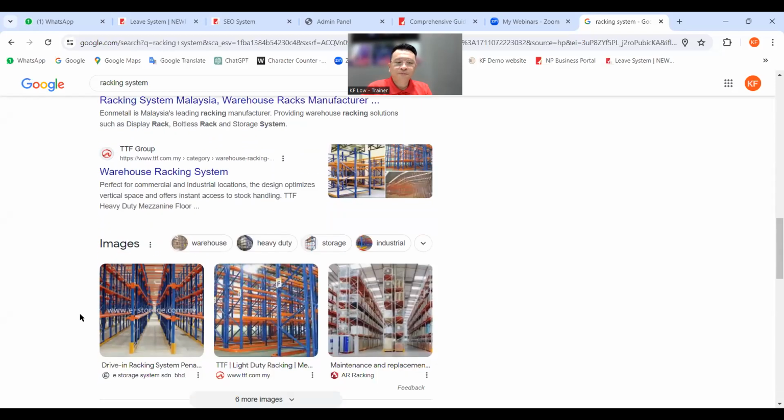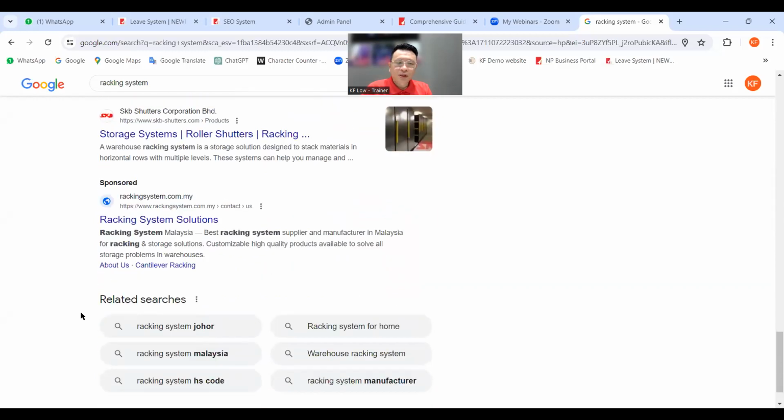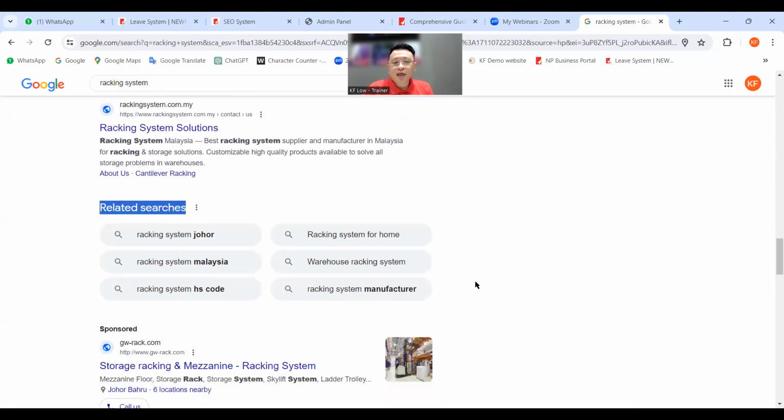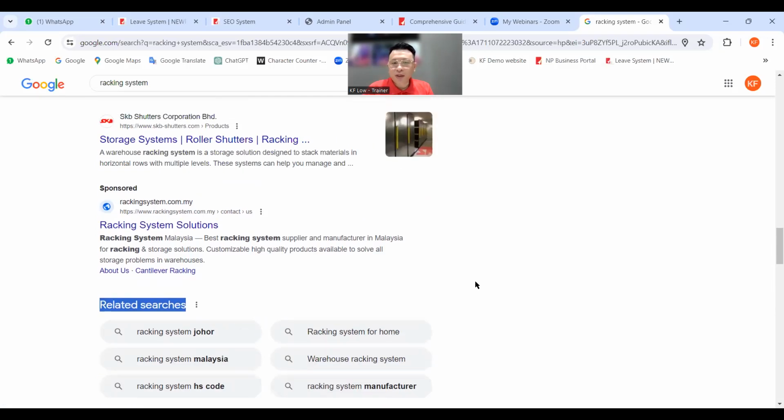And at the bottom here, there's also Related Searches. These show the keywords that people are actually searching for. Just now I was searching for racking system, so there are also people searching for warehouse racking system. This is another lucrative keyword that you may want to consider. There's another one, racking system for home. So these are some of the things that you can consider when you do keyword research.